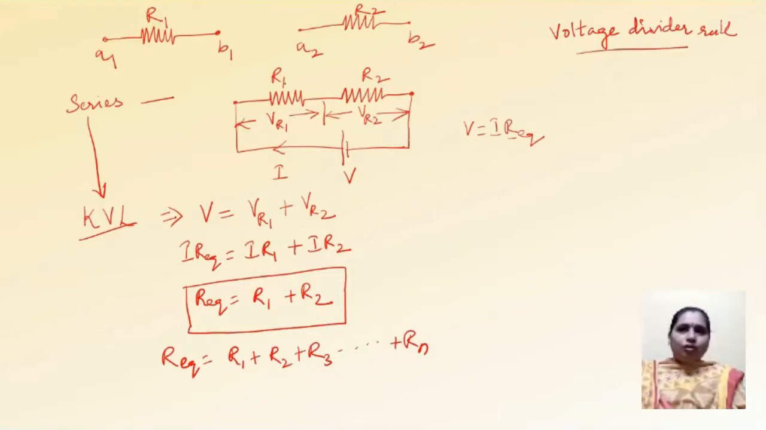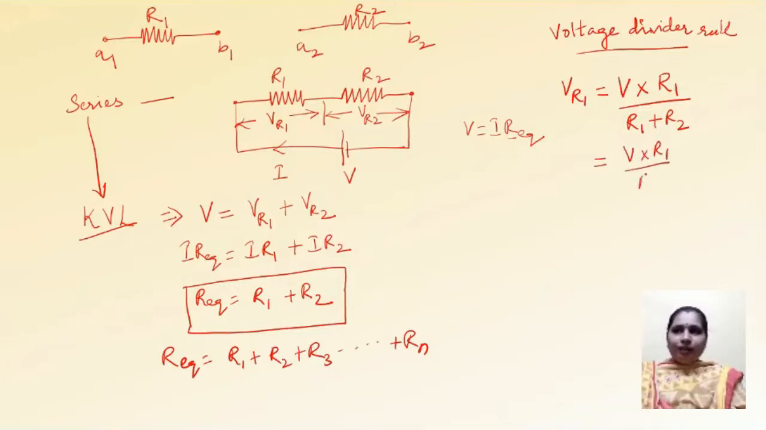So what is the value of voltage that is developed here? What is the value of voltage that is dropped here? To find VR1, we have a formula: total voltage into same branch resistance divided by total resistance. If you observe here, R1 plus R2 is nothing but R equivalent. So we can also write it as V into R1 divided by R equivalent.